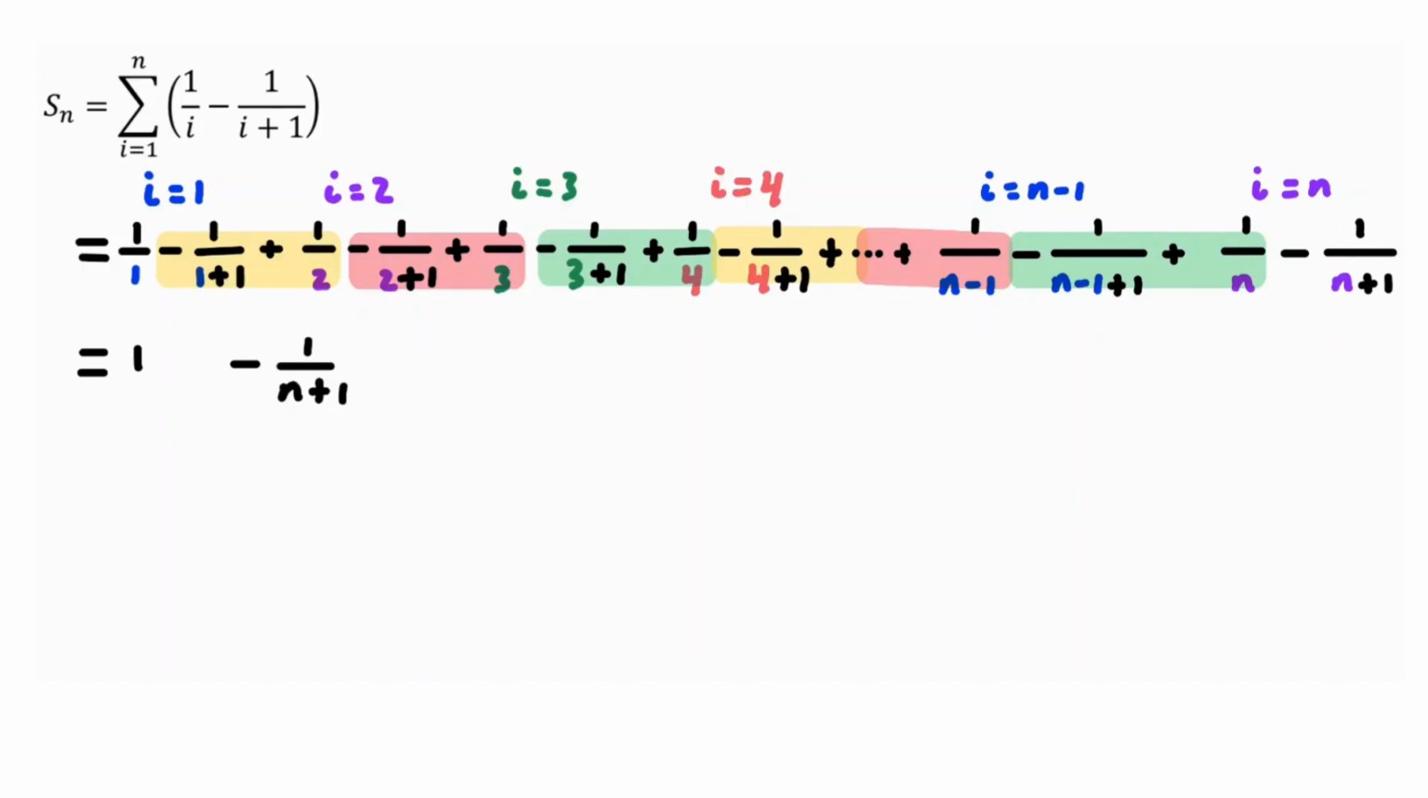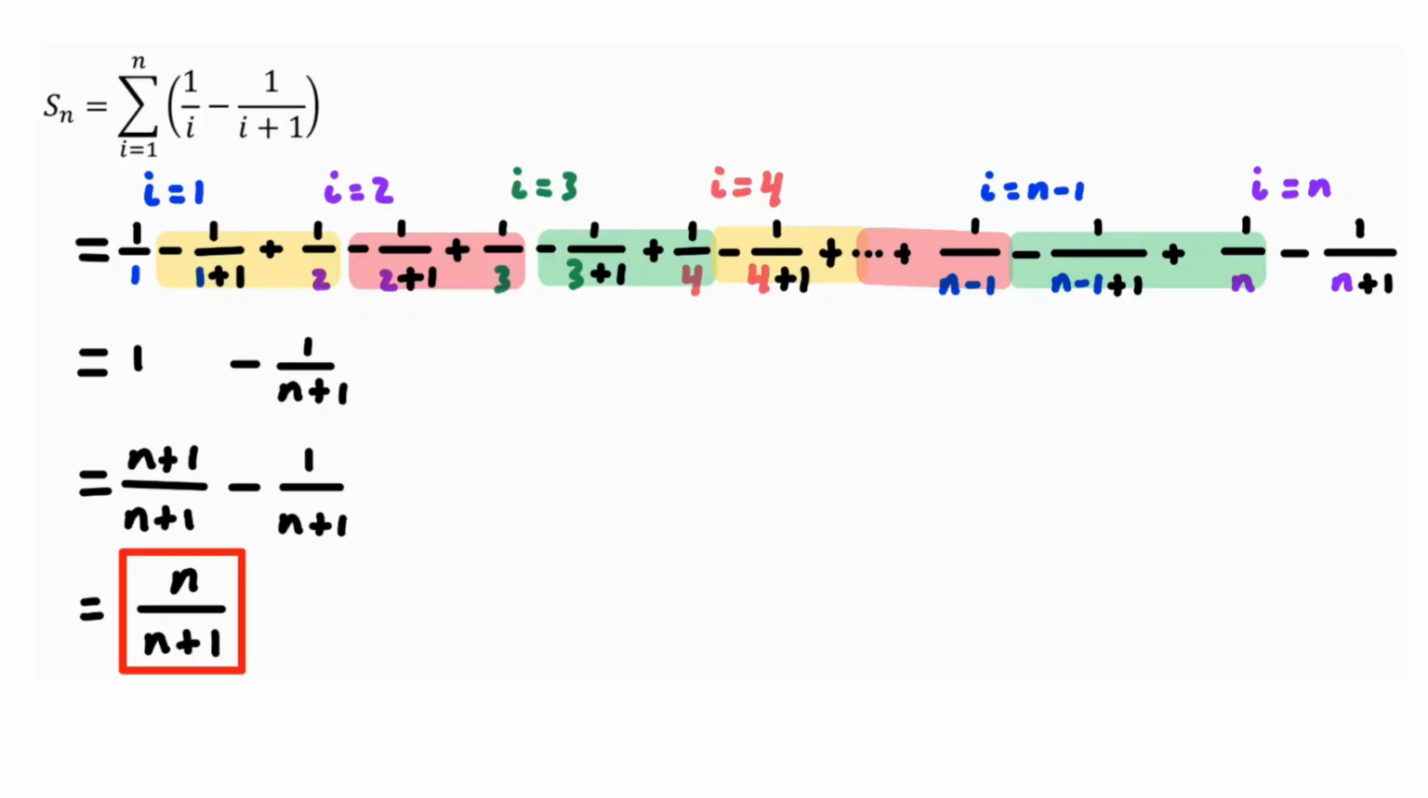Now, to subtract fractions, we need a common denominator. So 1 can be written as n plus 1 over n plus 1. And then we're going to subtract off 1 over n plus 1. This will simplify to n over n plus 1. And that is our solution.